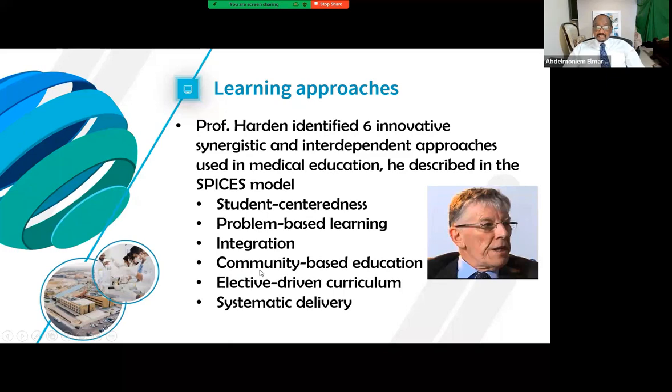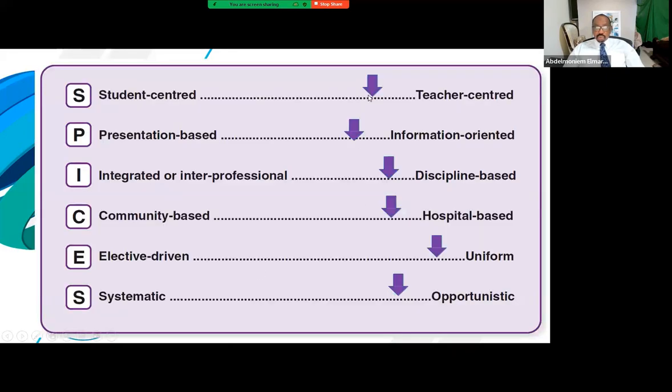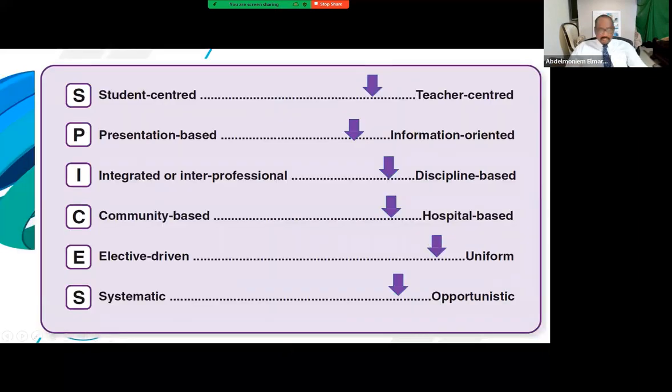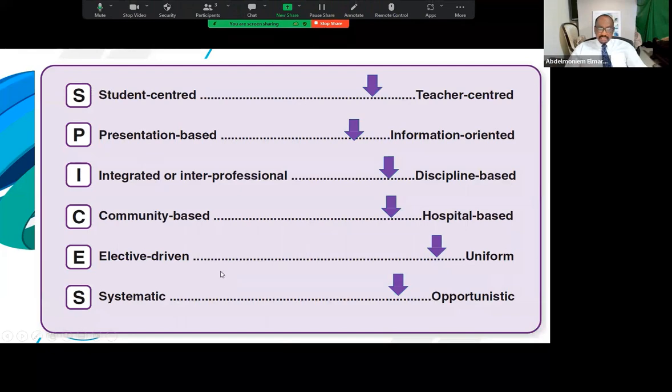So, he identified these six approaches or strategies, and came out with his model, and he advocated that people move away from teacher-centeredness towards student-centeredness, from an information-oriented curriculum presentation to a problem-based curriculum, from discipline-based, meaning anatomy, physiology and so on, to integrated or interprofessional, from hospital-based to community-based, from uniform to elective-driven with flexibility, and from opportunistic to systematic. He said people should move away from the right side to the left side, towards the SPICES model.